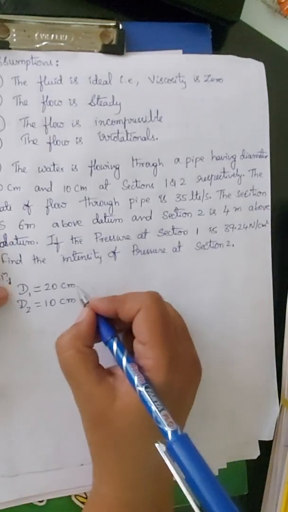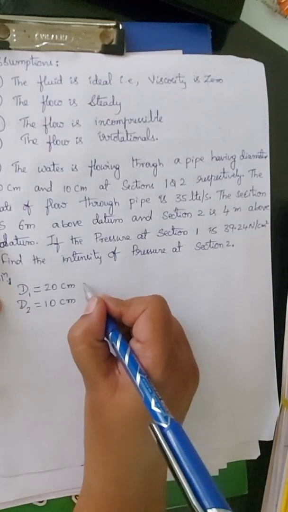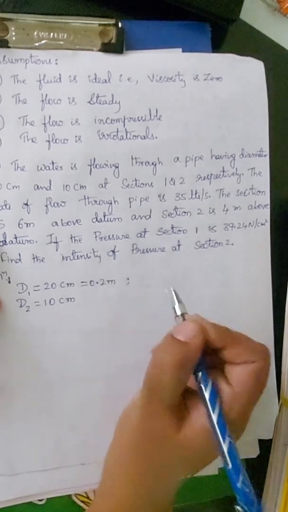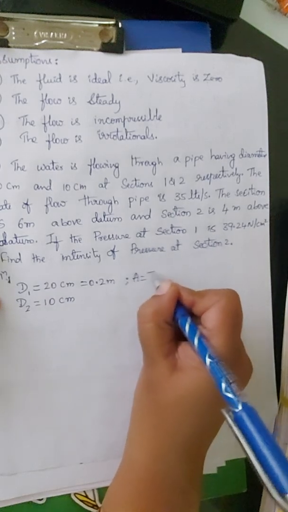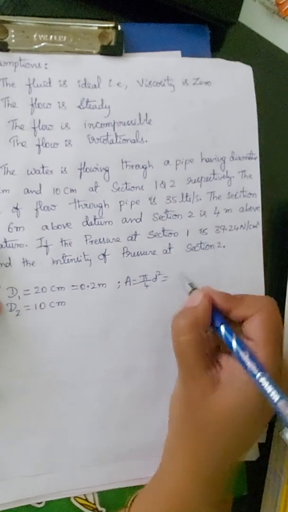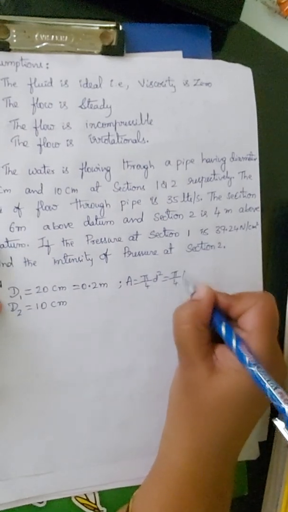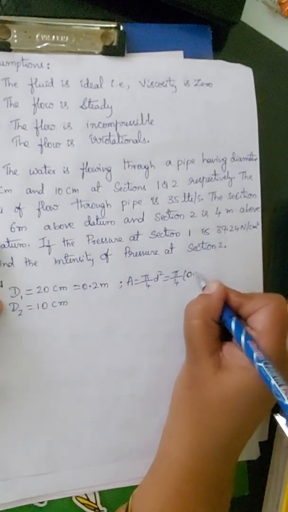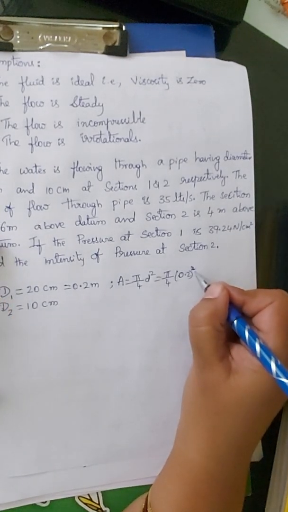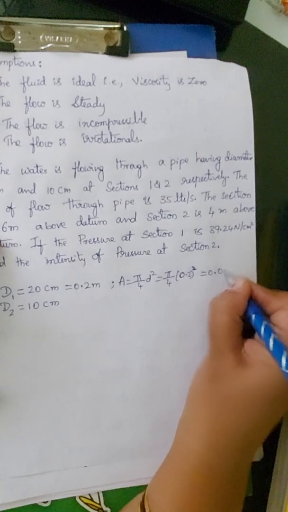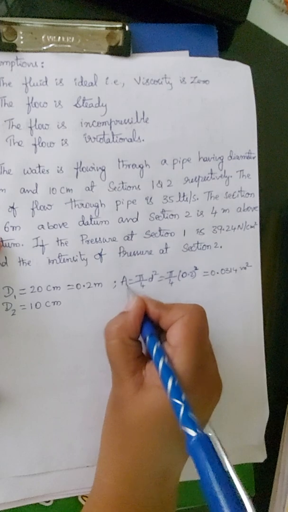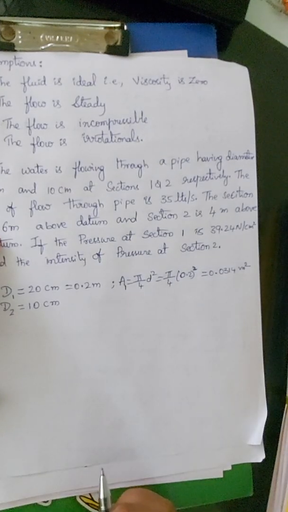We will convert this into the SI units. So that is equal to 0.2 meters. If this is so, then what will be the area? Pi by 4 d square. That is equal to pi by 4 times 0.2 square, right? This is equal to 0.0314 meter square. This is the area of the cross section 1.